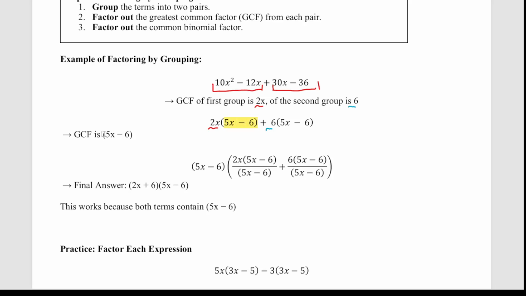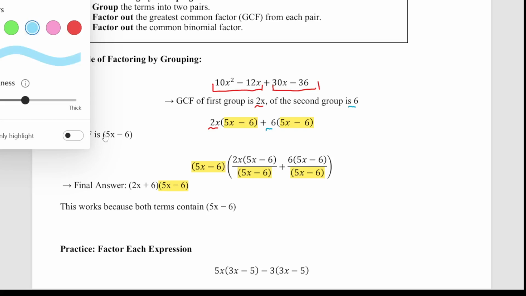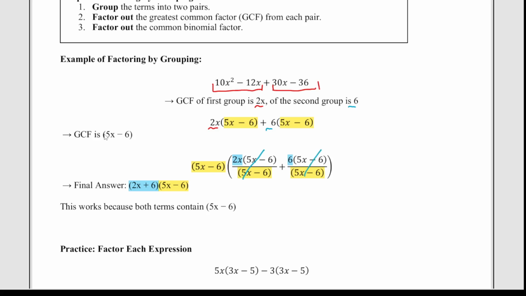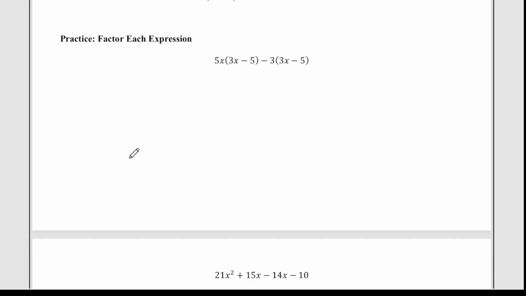And now they have 5x minus 6 in common, so I can divide out 5x minus 6 as the greatest common factor. Once I pull 5x minus 6 out front, I've got to divide each of the individual terms by 5x minus 6 as well, so that we're left with 5x minus 6 times 2x plus 6, the only terms that did not cancel from doing that division, since anything divided by itself is just 1. So let's go into some more examples of this.